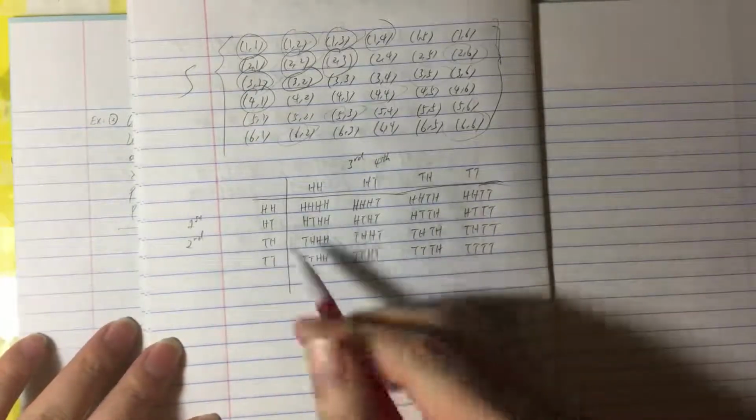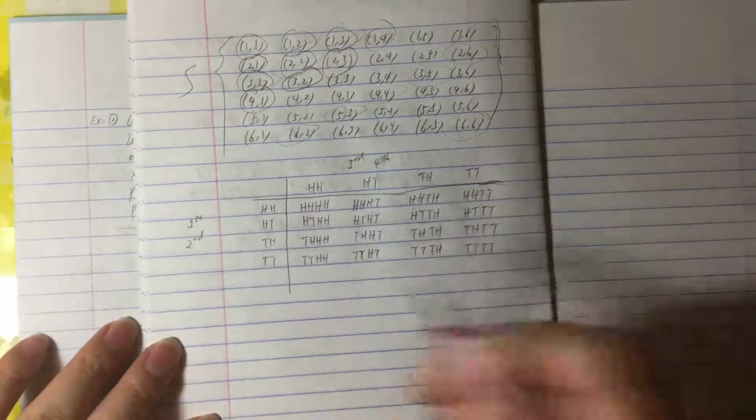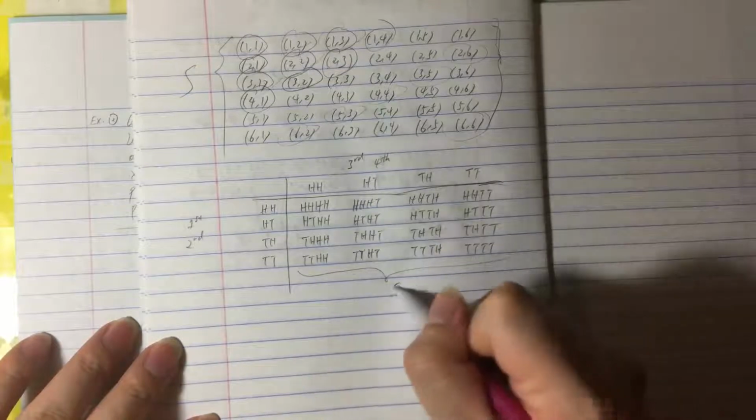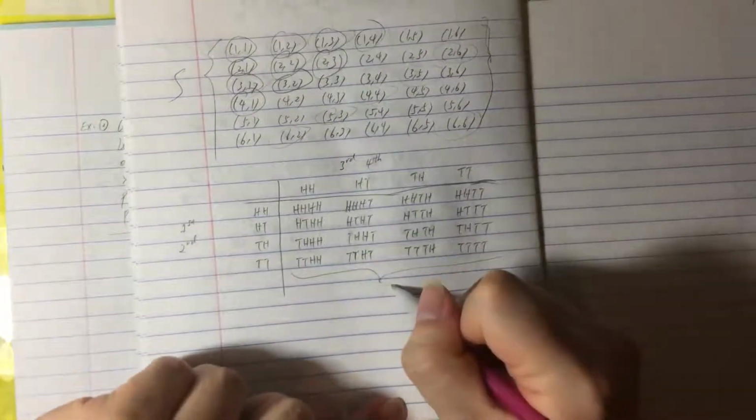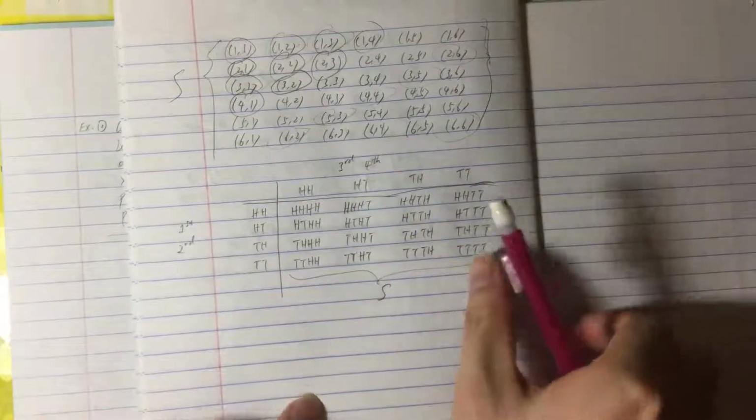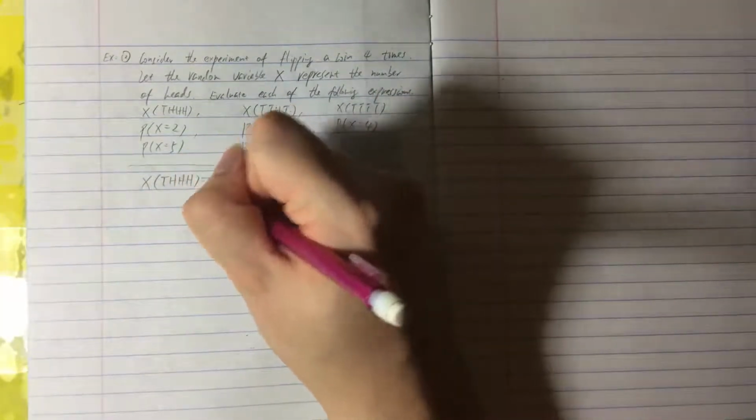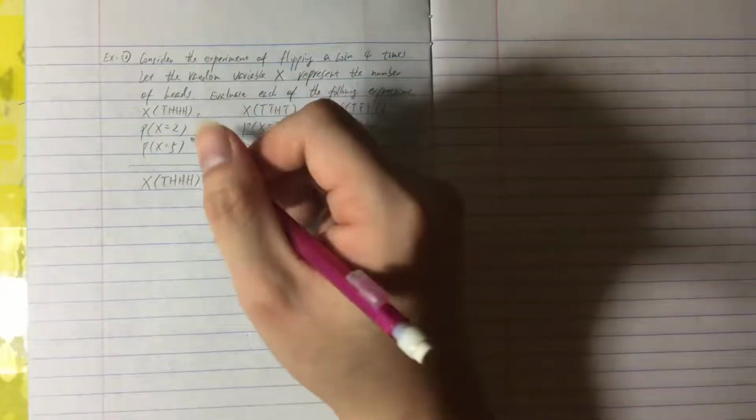That's the sample space S when we flip 4 coins. Now, evaluate each of the following expressions. What's x of tail head head head? X represents the number of heads. Here we have 3 heads. So x of tail head head head equals 3.